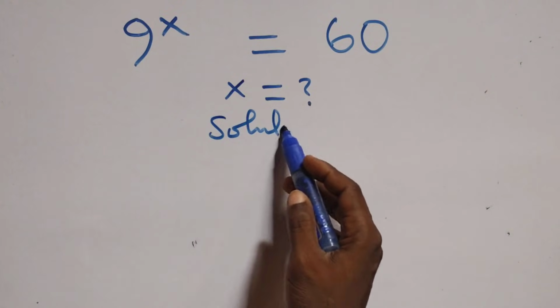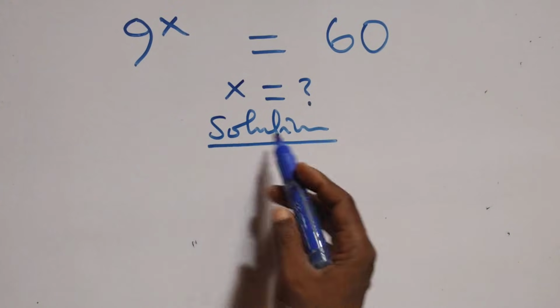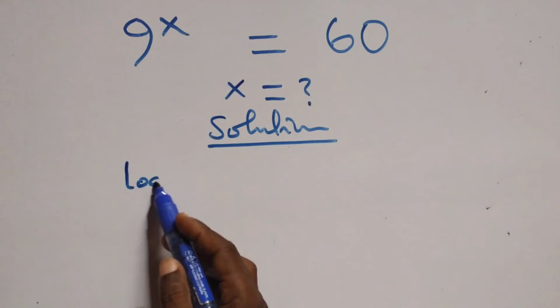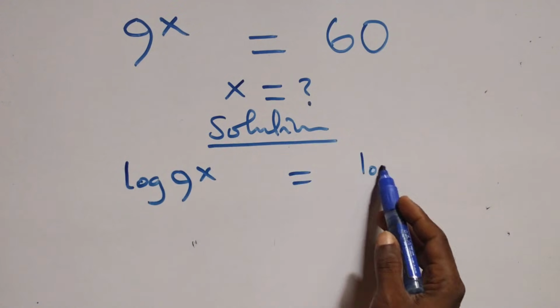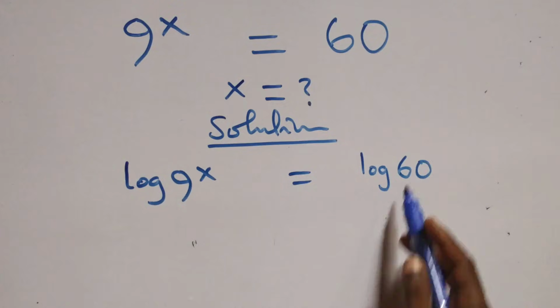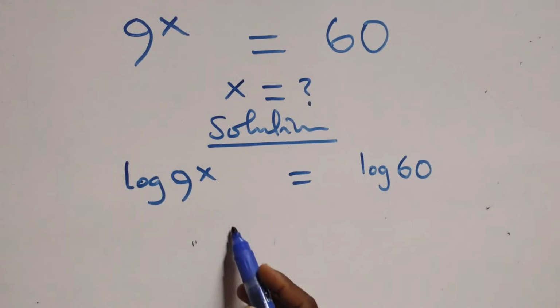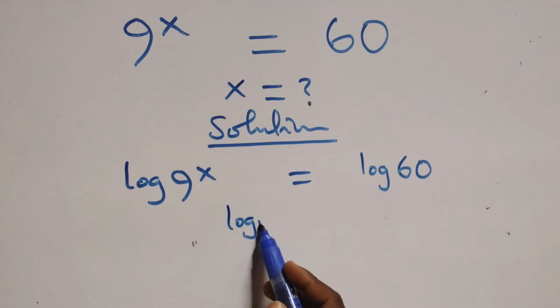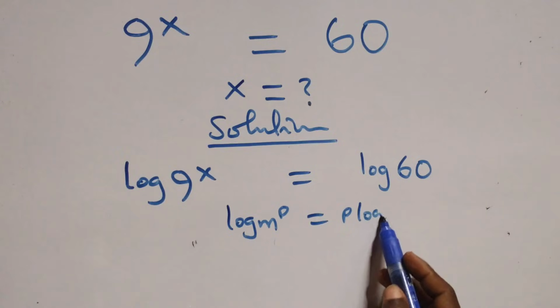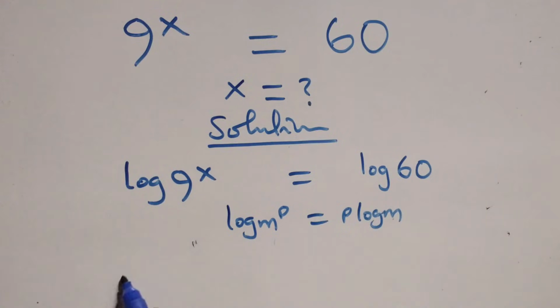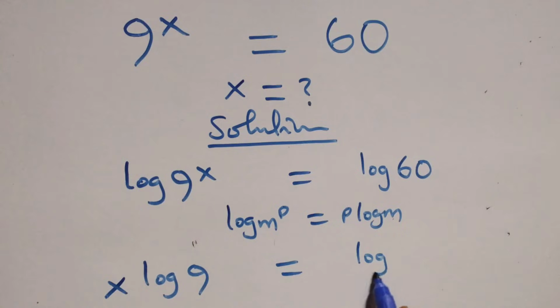Solution from here. From what we have here, we take the log on both sides. That is, here we have log 9 raised to power x equals to log 60. The next step, applying the power law of logarithm, when we have log m raised to power p, this is the same thing as p log m. That is, here we have x log 9 equals to log 60.